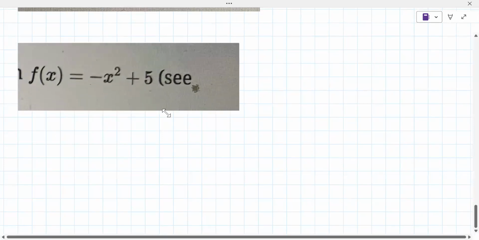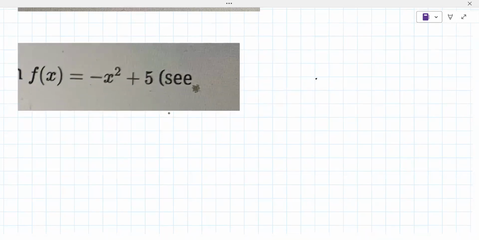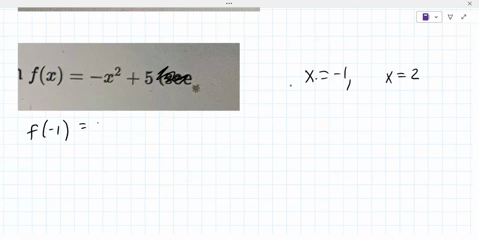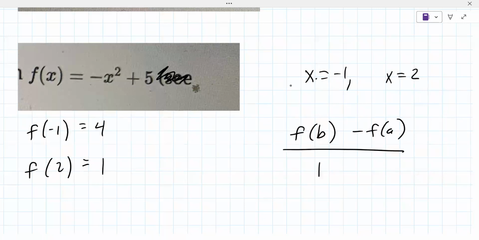Okay. So they'll tell you something like x equals -1, x equals 2. So we need to evaluate that. So you'd find f of -1, which you can see from the graph is 4, and f of 2, which equals 1. So now the next thing, this is the average rate of change. It's f of b minus f of a over b minus a.